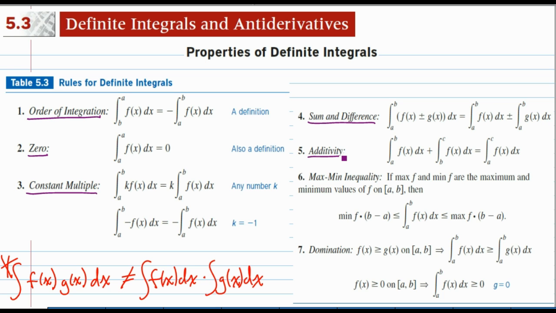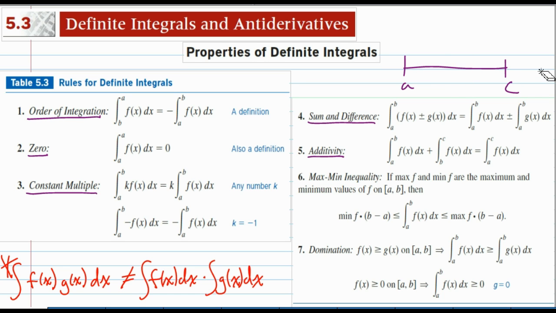Now, additivity is a teeny bit different. The integral from a to b of f of x dx plus the integral from b to c of f of x dx would be the integral from a to c. If you're going on the x-axis from a to b, and then b to c, why not just do a to c all through the whole thing and add that all up together as one big shape?